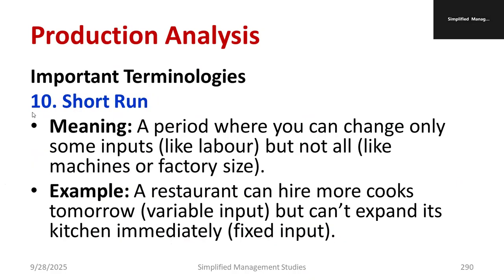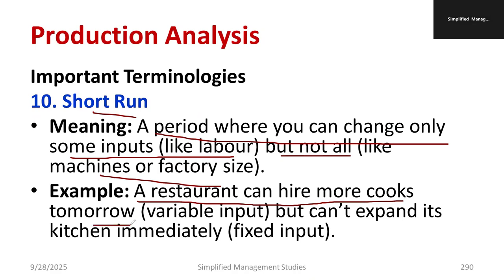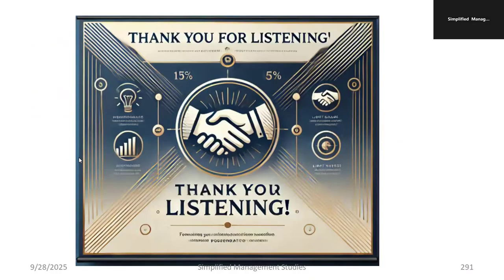Similarly, what is a short run? We already studied the long run. Likewise, there is another term called the short run. A period where you can change only some inputs like labor, but not all, such as machines or factory size. A restaurant can hire more cooks tomorrow. That is a variable input, but it can't expand its kitchen immediately. That is a fixed input. Land is a particular place; we cannot increase it, correct? That is actually called the short run. One input you can change, but the other parameters we cannot change. That is an example of the short run.